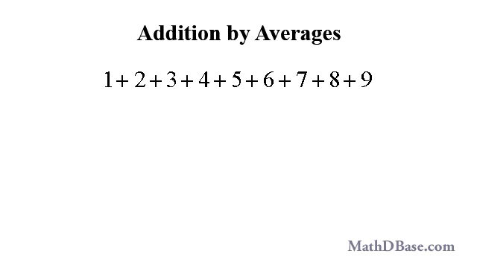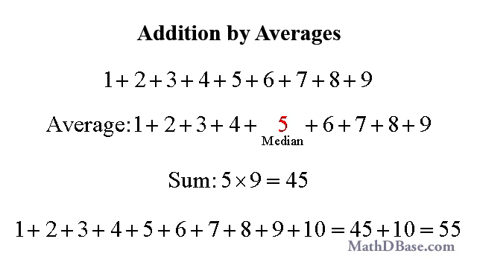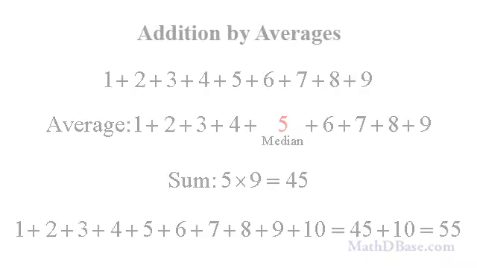Let's take the example of finding the sum of the natural numbers from 1 to 9. First, write out the numbers. Since there are 9 numbers, the number of addends is odd, and they are already consecutive. Here, the median is 5, so 5 is the average, and the sum is 5 times 9, or 45. If the problem requires the sum of the first 10 natural numbers, an even number of addends, continue as we just did, then just add 10 to the result.